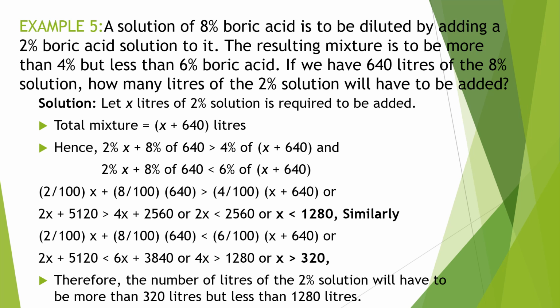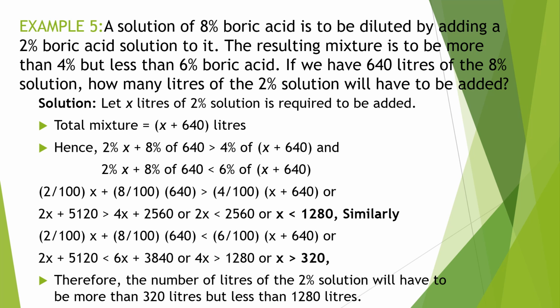Now 2% of x plus 8% of 640, because 640 liters is of 8% solution, should be greater than 4% of the total. That means 4% of x plus 640. And that should be less than 6% of the total, meaning 6% of x plus 640. That means 2% of x is 2x upon 100 plus 8% of 640 means 8 upon 100 into 640 greater than 4 upon 100 into x plus 640.